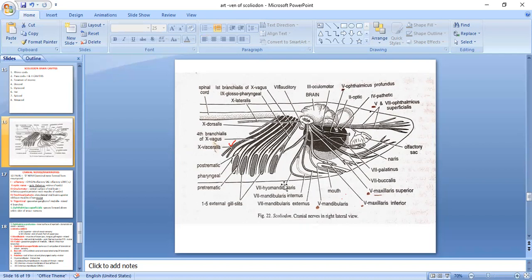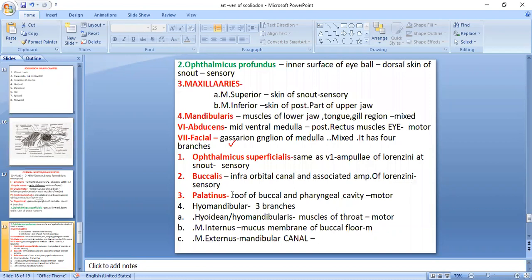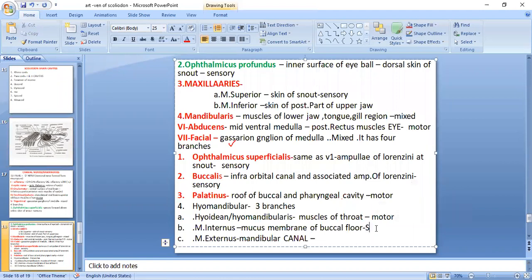Okay, so it has three branches, maxillary. The seventh one is hyomandibularis, mandibularis internus, mandibularis externus, so three branches. Of the seventh, hyoid and hyomandibularis supply the muscles of the throat, and it is motor. Mandibularis internus supplies the mucous membrane of the buccal floor, so this is S, S for sensory. And mandibularis externus innervates the mandibular canal.